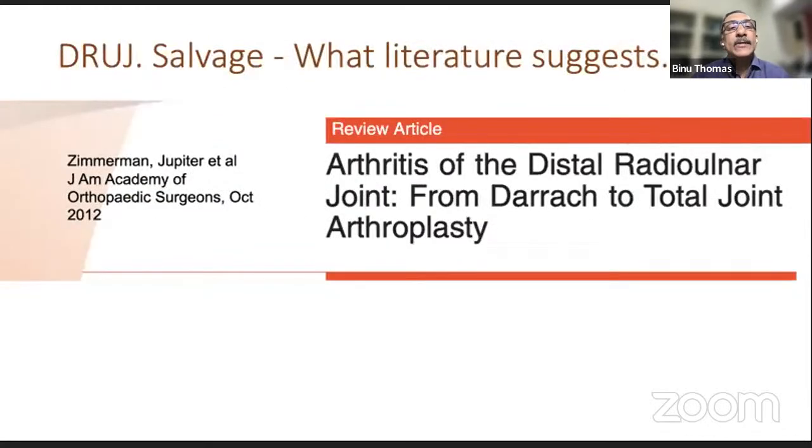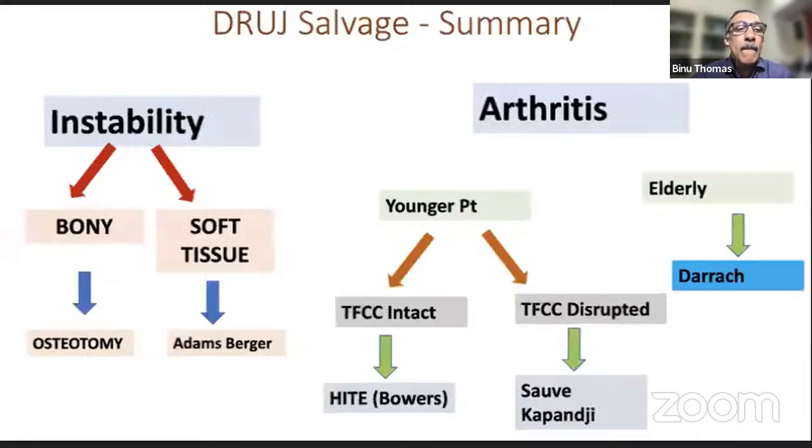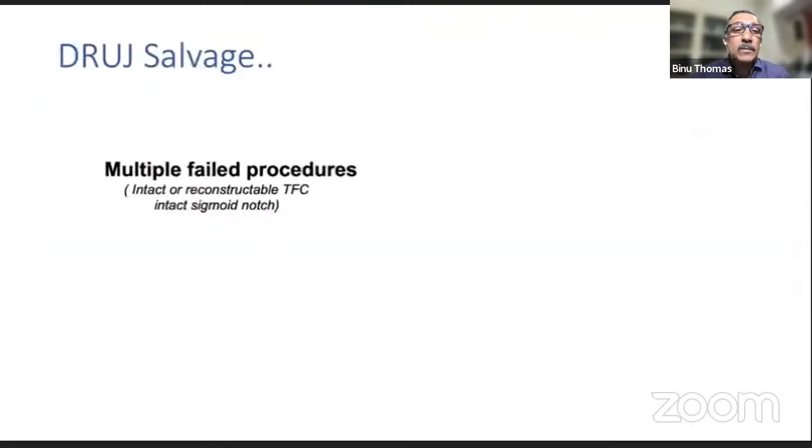So what does literature suggest about DRUJ salvage? There was a good paper by Jesse Jupiter. He summarized the instability. Whenever you have instability, salvage bony procedures such as osteotomy can be done, or a soft tissue procedure such as an Adams-Berger. When arthritis intervenes in a younger patient with the TFCC intact, you do a Bowers procedure. Whenever the TFCC is disrupted, a Sauvé-Kapandji is done. In the elderly patient, you do a Darrach procedure.